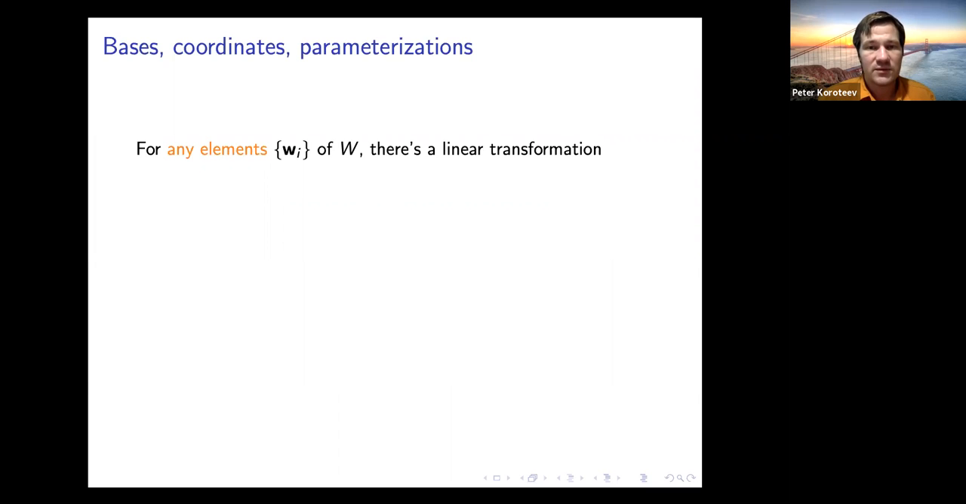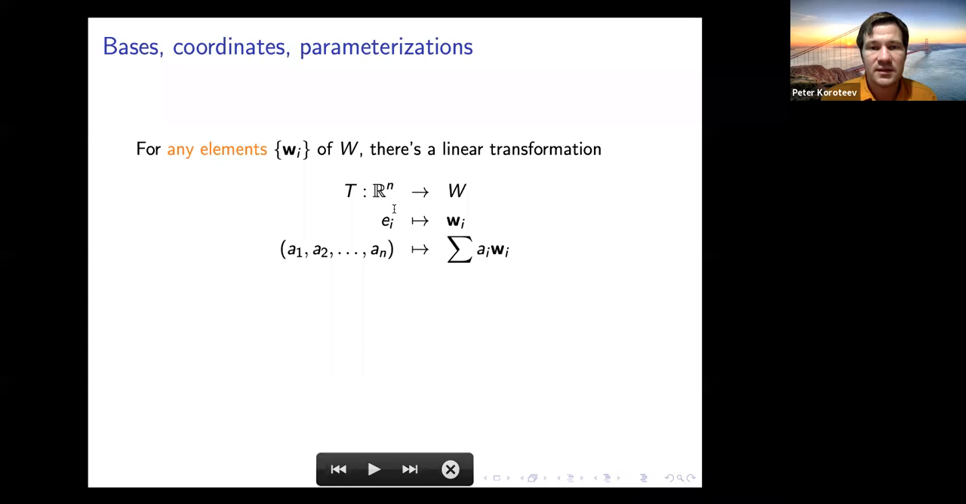So for any elements w_i of W, we have a linear transformation from R^n to W, which takes the canonical basis of R^n to elements w_i, and therefore it takes the tuple a_1, a_2, and so on, a_n of the coefficients to the linear combination of those vectors. If the w_i form a basis, so notice we haven't discussed the dimension of W yet, in this case W should be an n-dimensional vector space, then this linear map is an isomorphism.